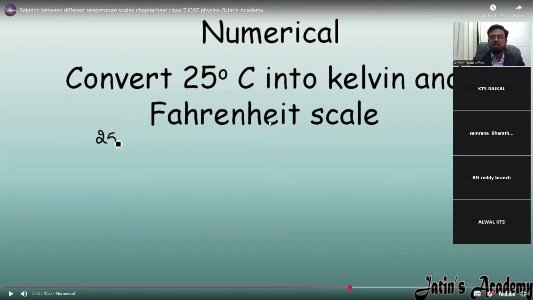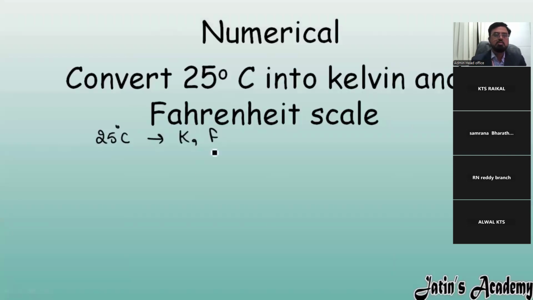We have to use that formula. Celsius, we have to convert into Kelvin as well as Fahrenheit scale. So firstly, write the relation between degree Celsius and Kelvin. The relation is like this: degree Celsius is equal to K minus 273. Okay, we have just derived this.